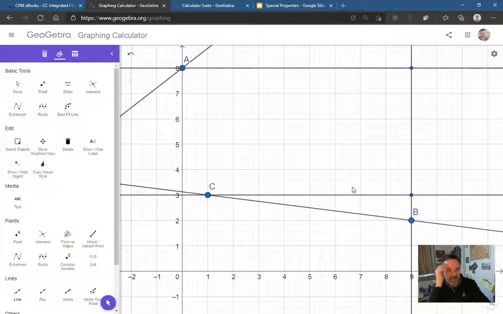So this is interesting. If we have a quadrilateral that's sitting on a Cartesian coordinate plane, one of the things we can do is find the length of its sides by building right triangles that encompass the sides I'm trying to find the length of, and then using those to figure out how long those segments are.